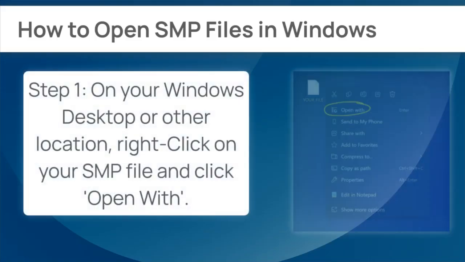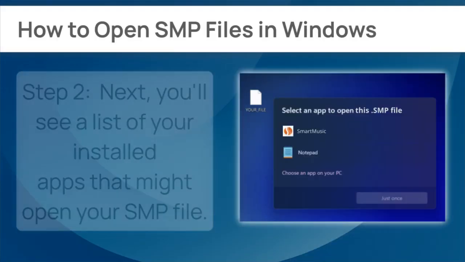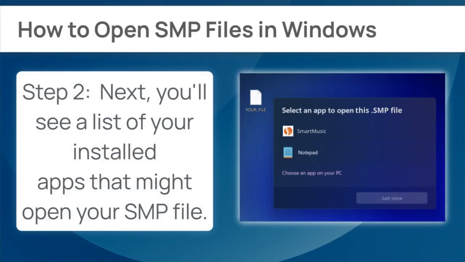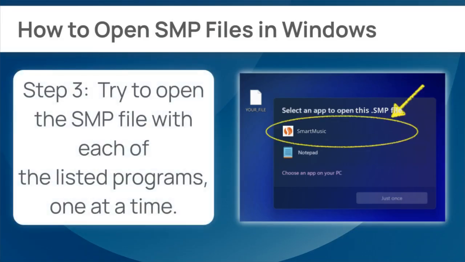Open the menu by right-clicking your SMP file and choosing Open With. Try SmartMusic first. If it's absent, select another program. This trial and error process is crucial for troubleshooting.